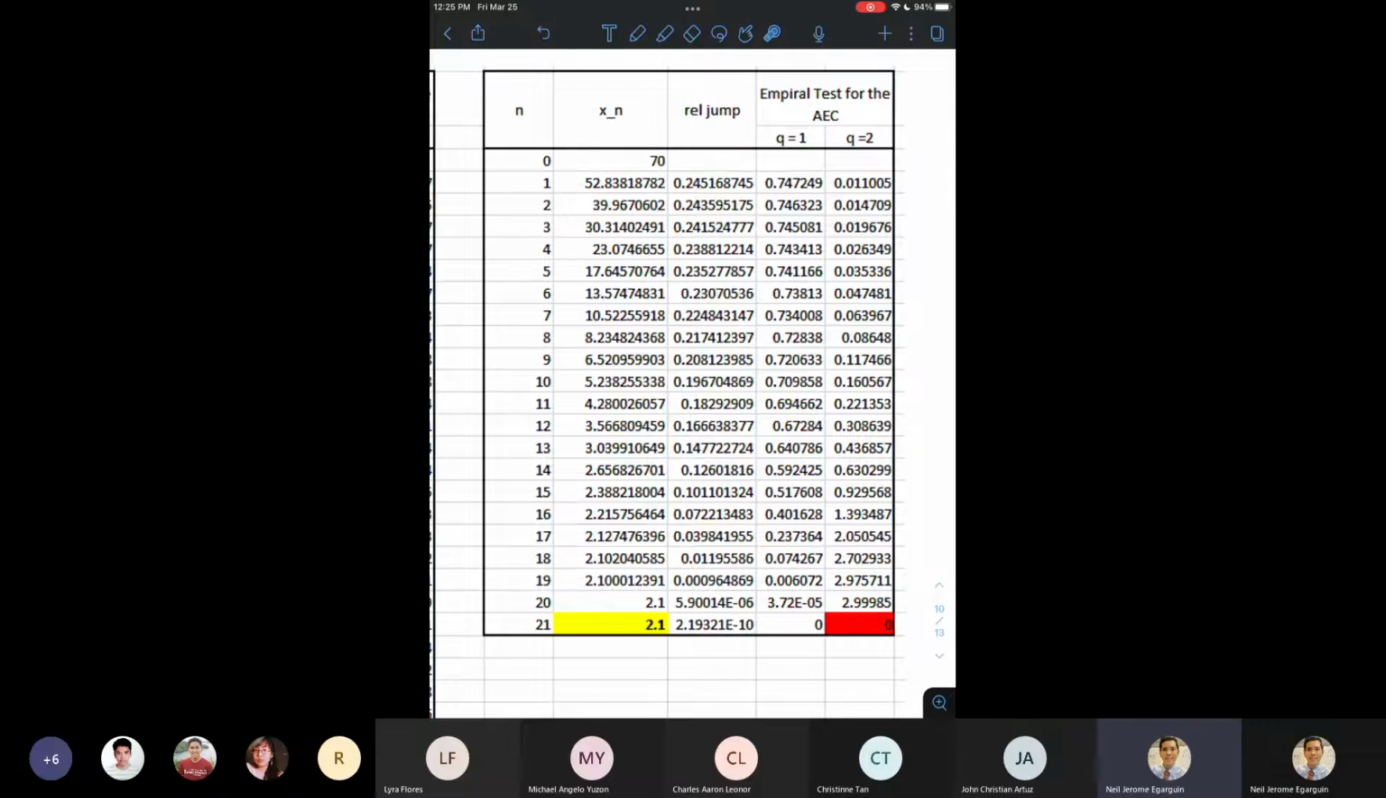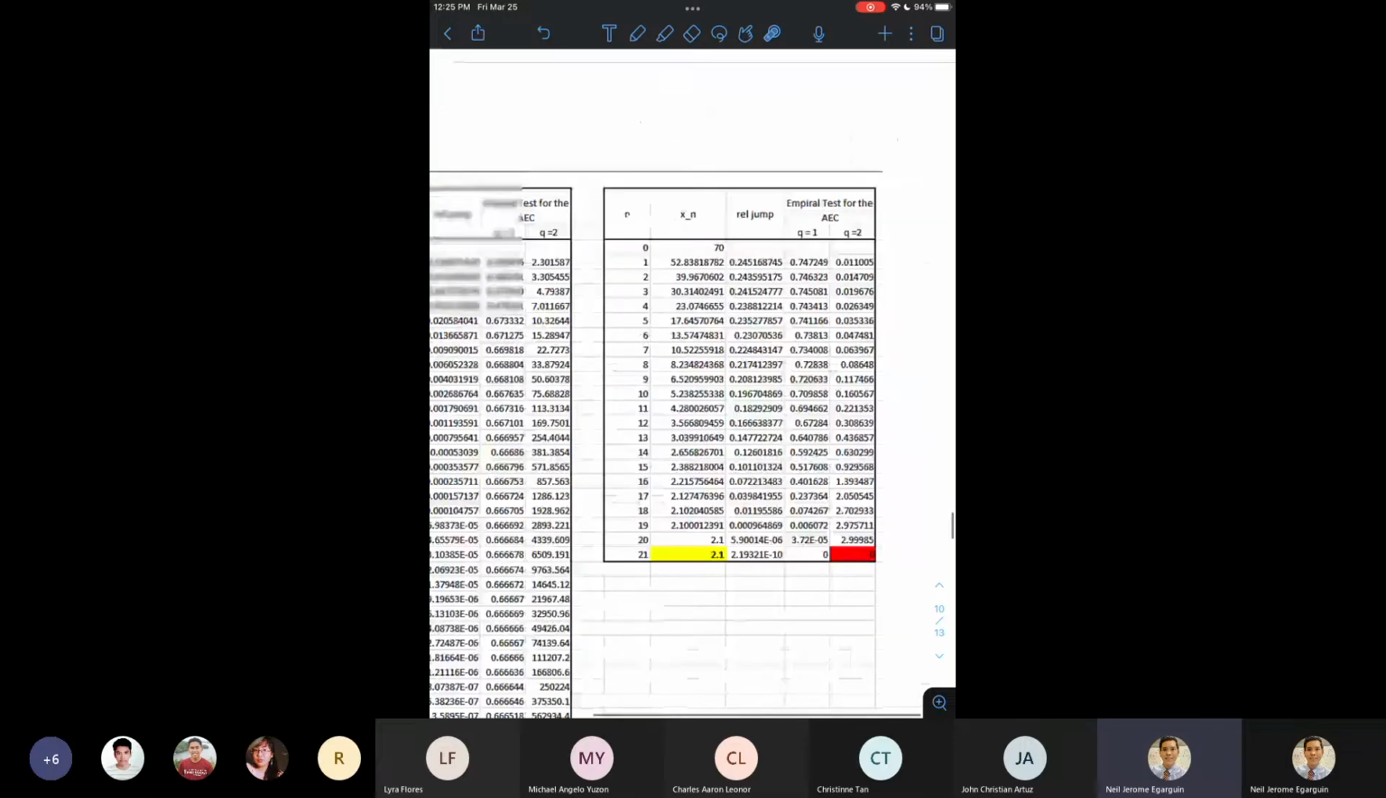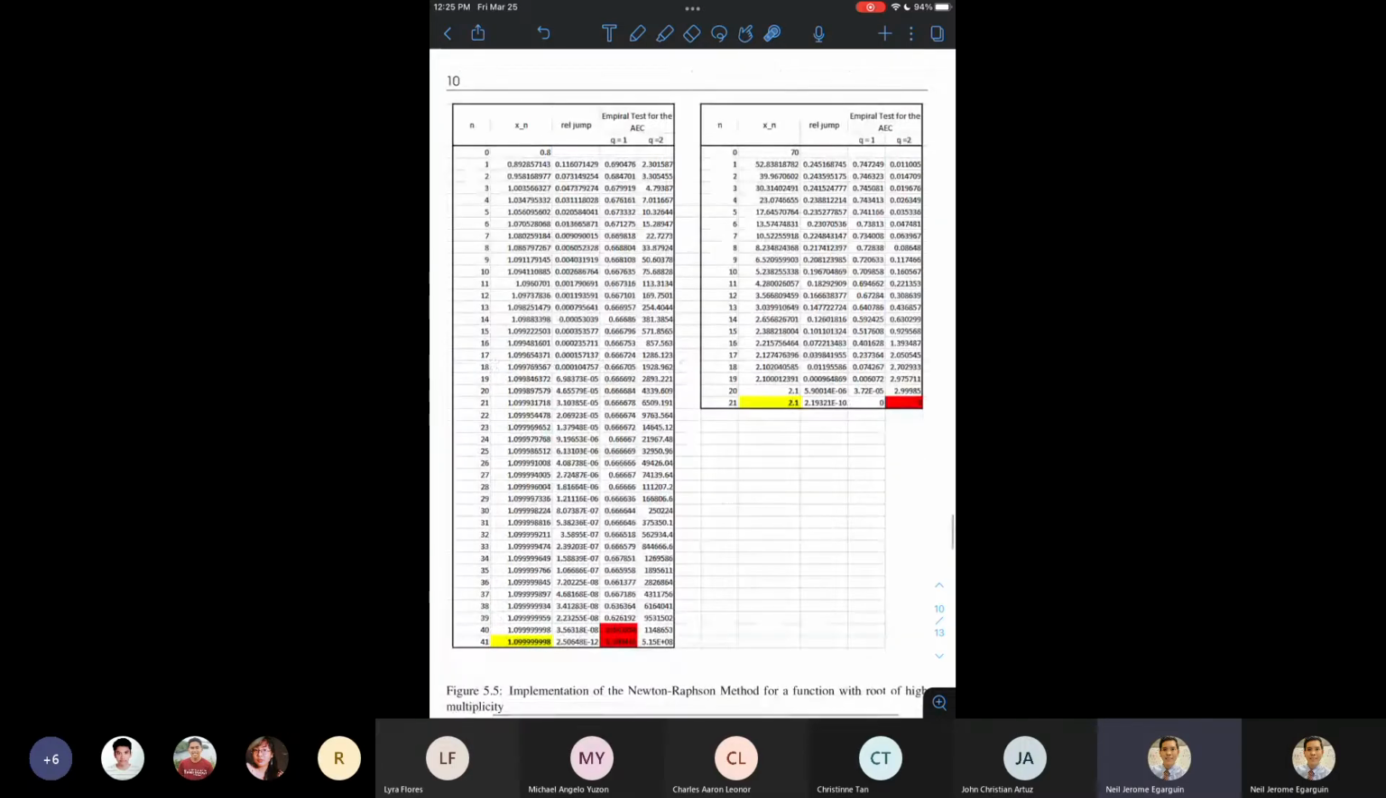So sinabi ko kanina, an estimate that is within 10 to the negative 10, right? But essentially, relative jump pala ito. Pero the error is very small kasi nga si Excel sabi niya na halos 2.1 na yan up to machine precision. Okay? So you see the two discrepancies, both converged, but one converged faster than the other. May partida pa nga yung second instance, kasi yung second instance, nagsimula ako sa napakalayong initial estimate.